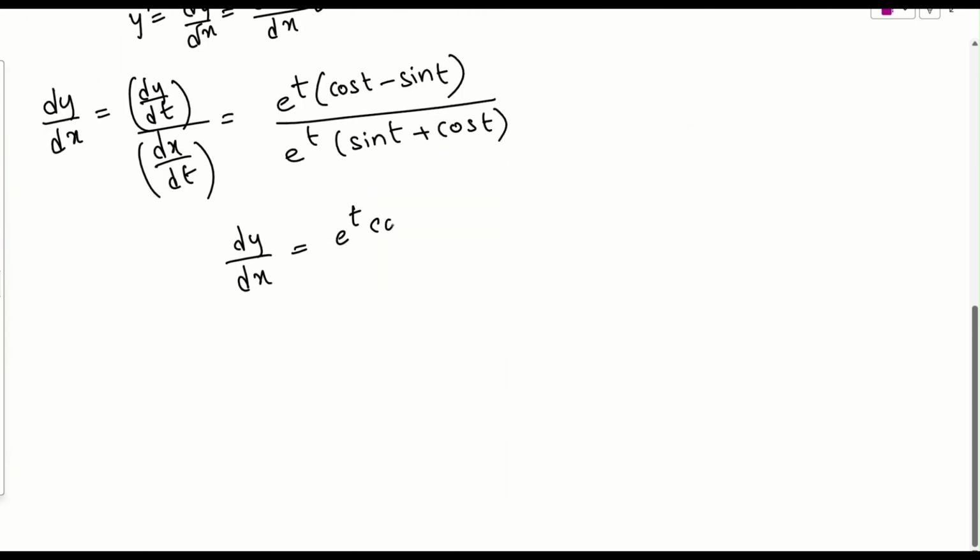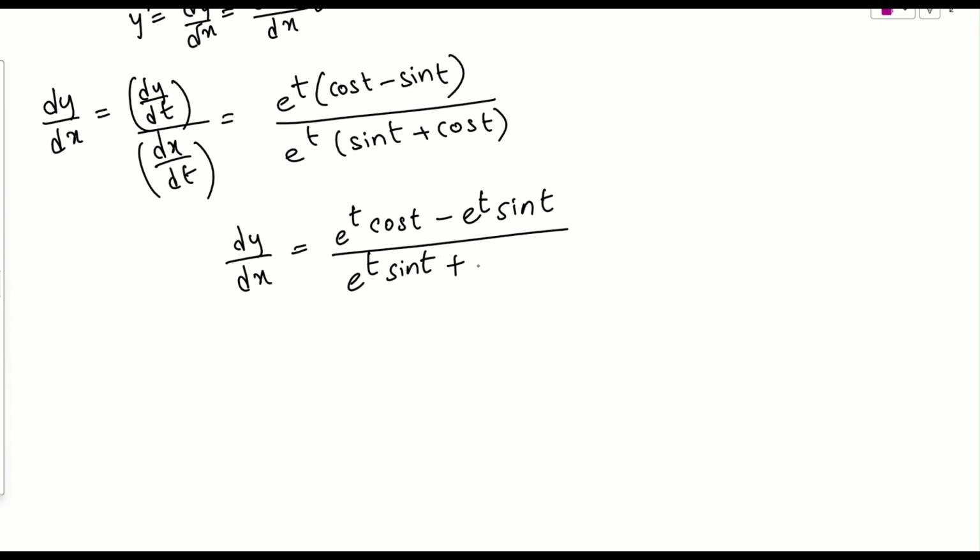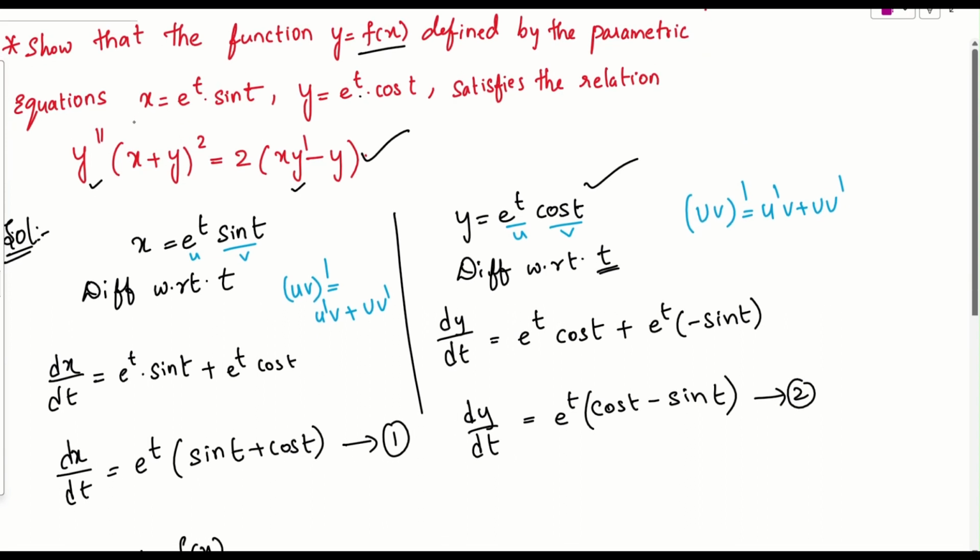e power t into cos t minus e power t into sin t. Sorry, and denominator will be the same, e power t into sin t I'll take and this will be e power t into cos t. So what we can say is look into the question. Let me take the other color. See, x is nothing but what? e power t into sin t.